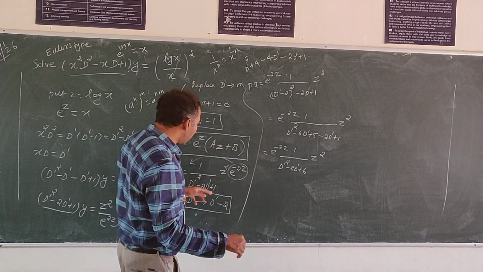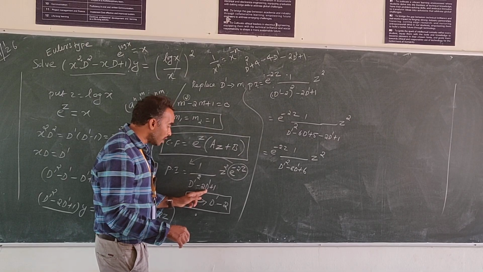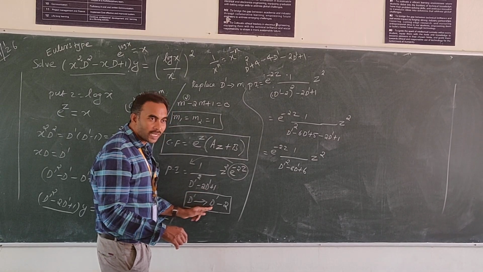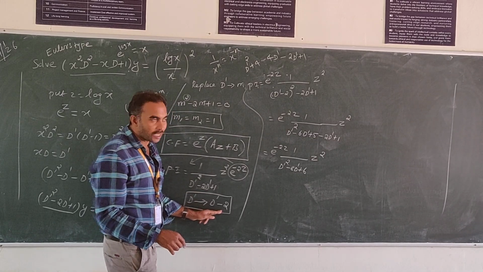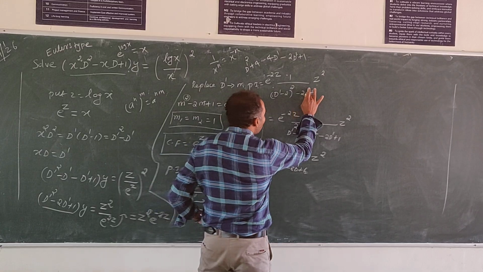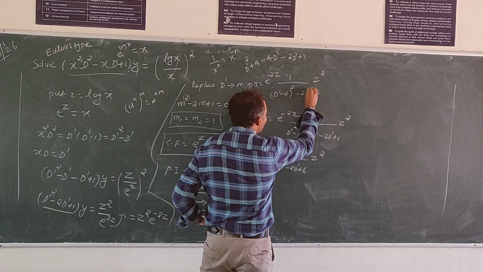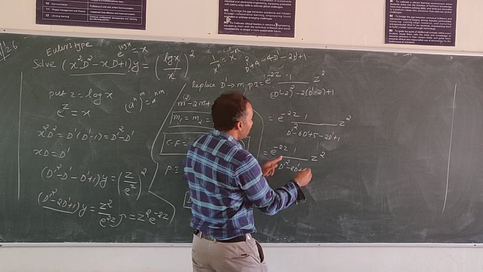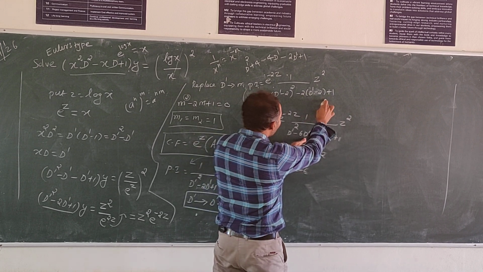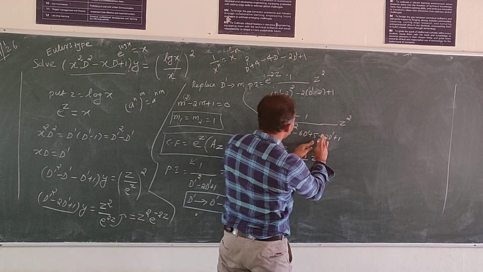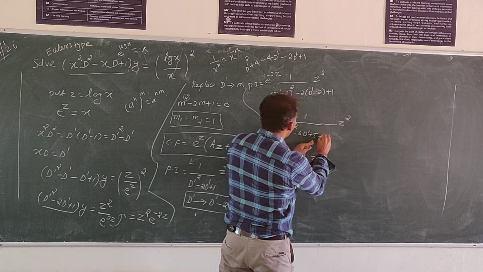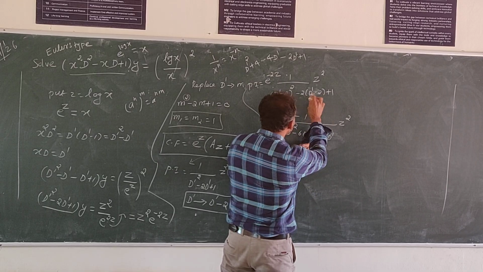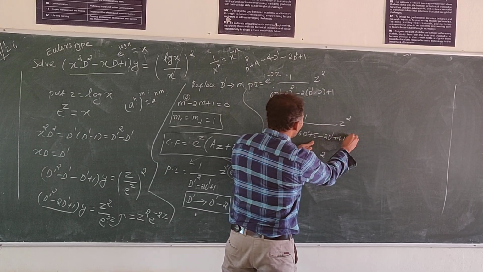Sorry, one mistake we did. Instead of d dash we have to substitute d dash minus 2. So we forgot to apply d dash minus 2 here. So this is a small correction. So do it: multiply inside the bracket. So what we will get? Minus 2d dash plus 4 plus 1.